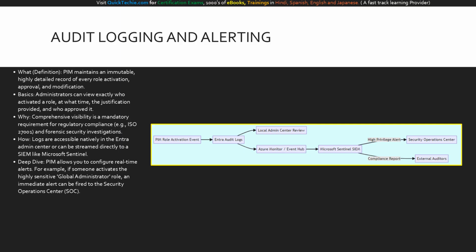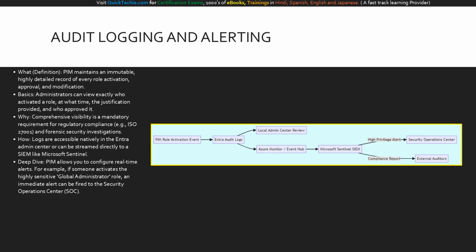PIM maintains an exhaustive, immutable ledger of every single action taken within its boundaries. The basics are exactly what you need for accountability. You can see exactly who activated a role, the precise timestamp, the business justification they typed, and the manager who approved it. Why is this level of detail mandatory? Because when an external auditor arrives to assess your ISO 27001 or SOC 2 compliance, these logs are your definitive proof that administrative access is strictly controlled.